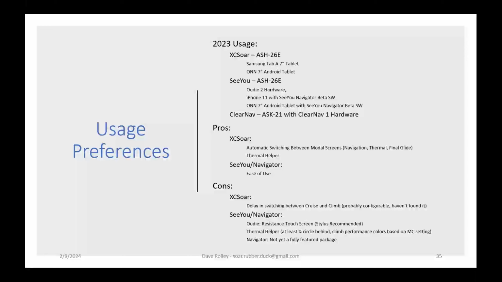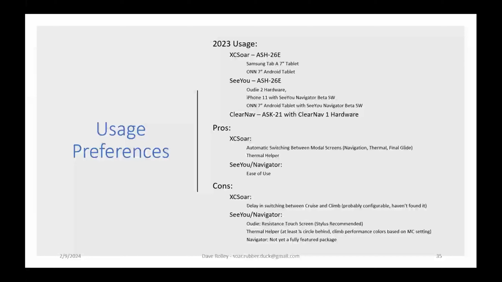I was using CU, so I was using the SeeYouMobile on OD2 hardware in the glider. I was also using it with an iPhone 11 with Navigator, and I had Navigator running on my ONN 7-inch Android tablet. And then I was using ClearNav in the K-21. If I said I was confused bouncing back and forth between them, that would be true. It wasn't unmanageable because basically I was starting from the position of I know I need to be able to do this. But still, bouncing back and forth between them, I have some opinions.